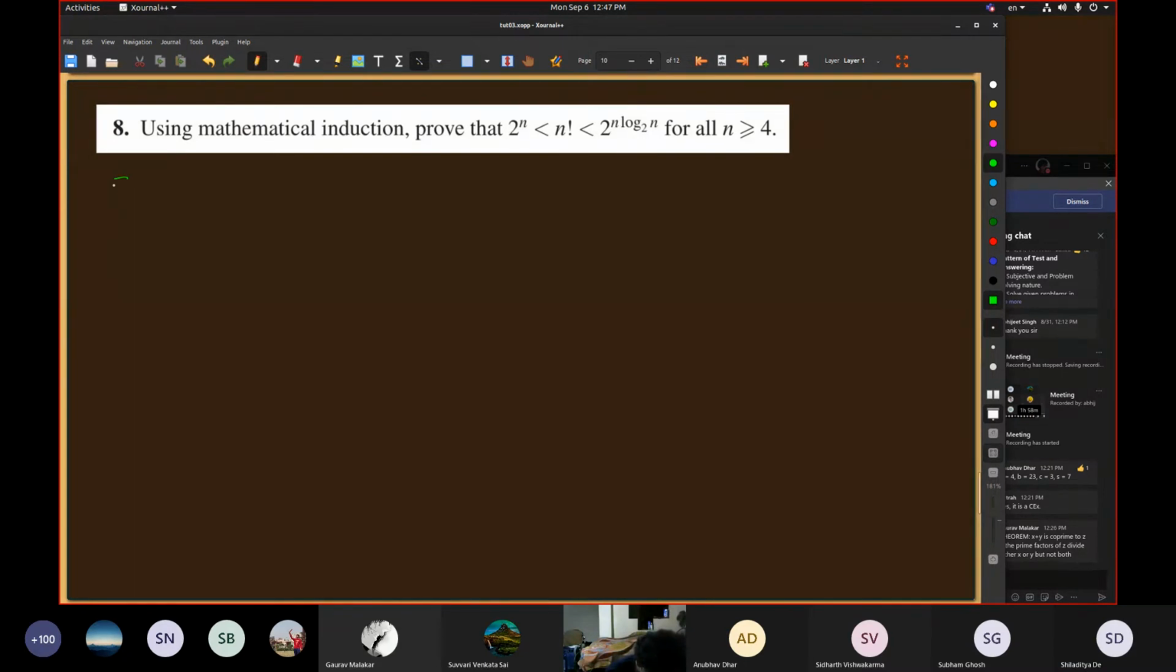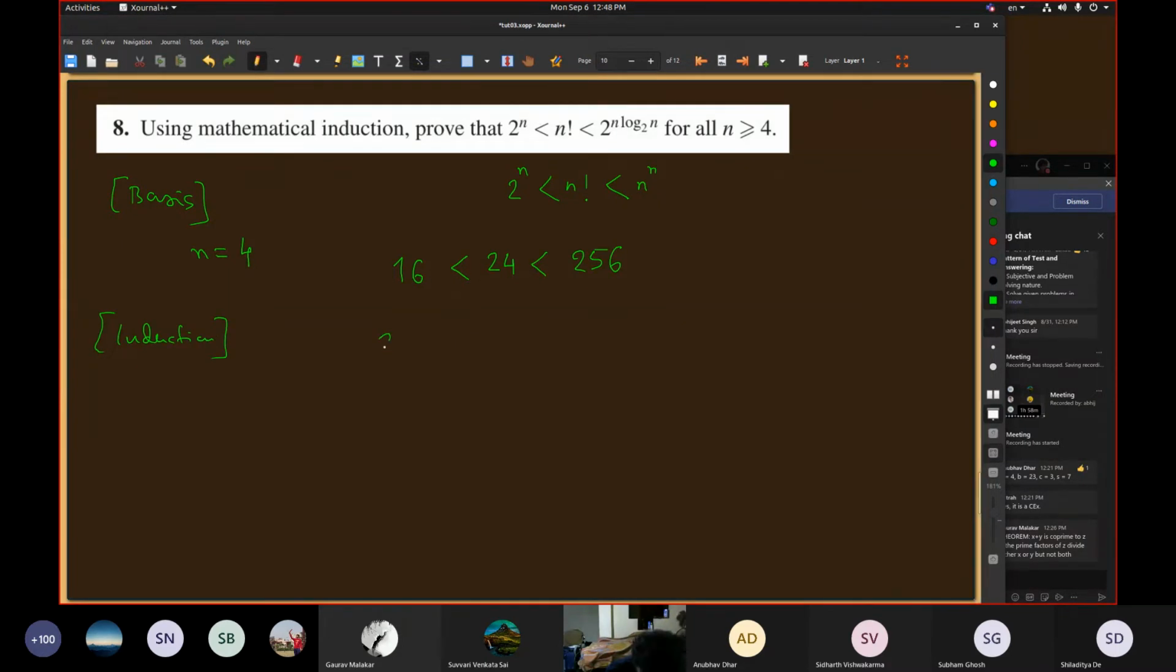So base case n equal to 4. Let me write it this way: 2 power n less than factorial n less than n power n, because this is the same as n power n. So base n equal to 4. 4 factorial is 24. This is definitely greater than 16, and less than 4 power 4, which is 256.